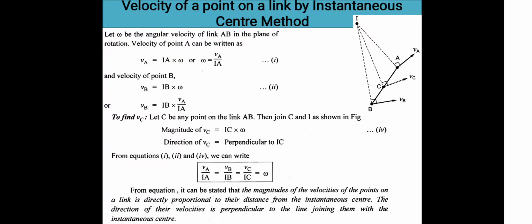From this equation it can be stated that the magnitude of the velocities of the points on the link is directly proportional to the distance from the instantaneous center. The direction of the velocity is perpendicular to the line joining them with the instantaneous center.